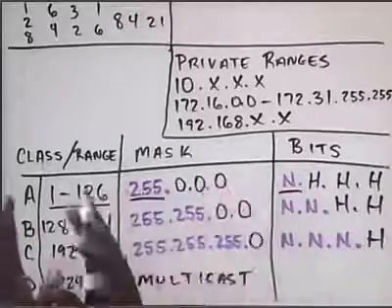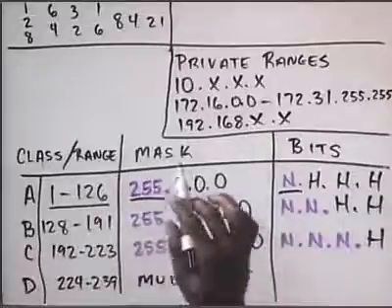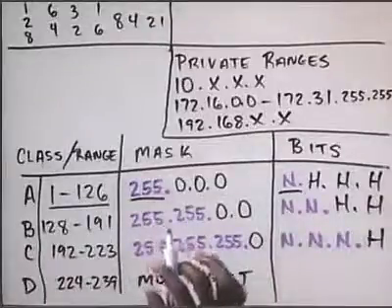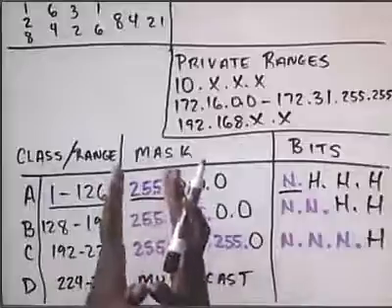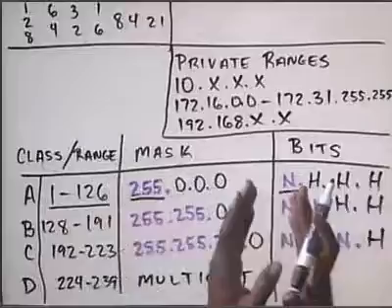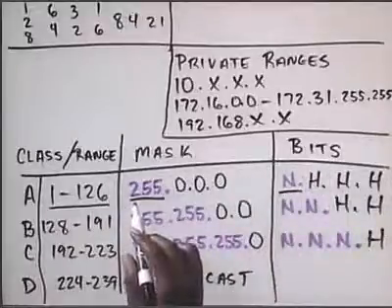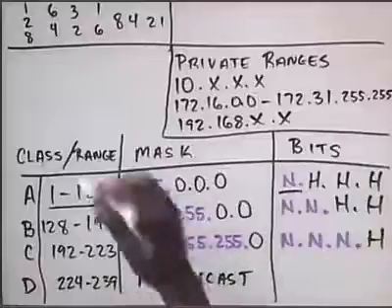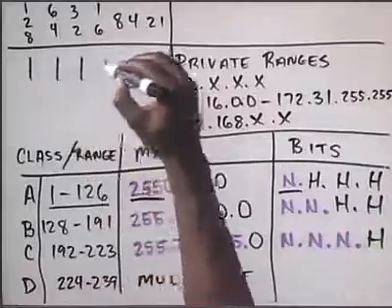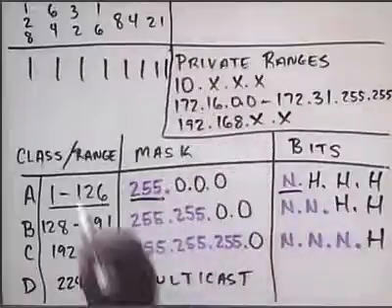With each one of these ranges of addresses, there is a corresponding default mask. The purpose of the mask is to differentiate between which bits are network and which bits are host, as we see here. The 255 here indicates that all of the bits are on in that portion of the mask.